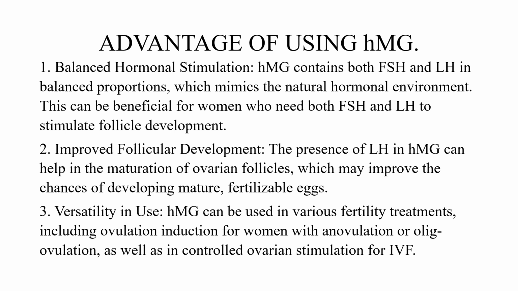So there are several advantages of using human menopausal gonadotropin, and these include a balanced hormonal stimulation, because human menopausal gonadotropin contains both FSH and LH in balanced proportions. This mimics the natural hormonal environment, which can be beneficial for women who need both FSH and LH to stimulate follicle development. It also allows an improved follicular development because it helps in the maturation of the ovarian follicle, which may improve the chances of developing mature fertilizable eggs.